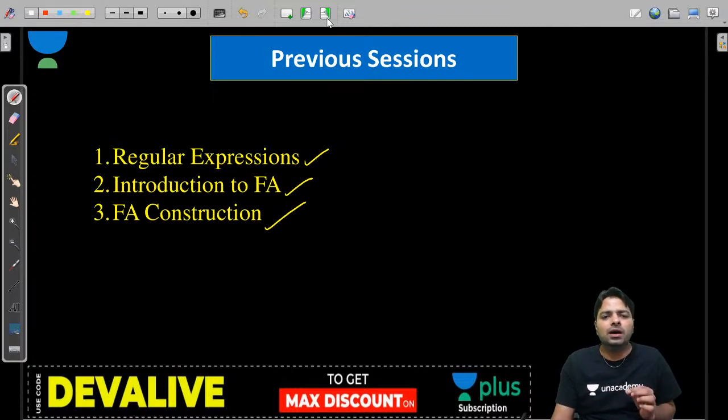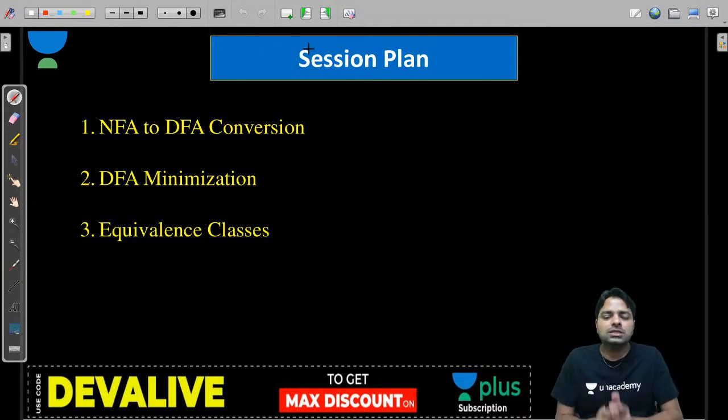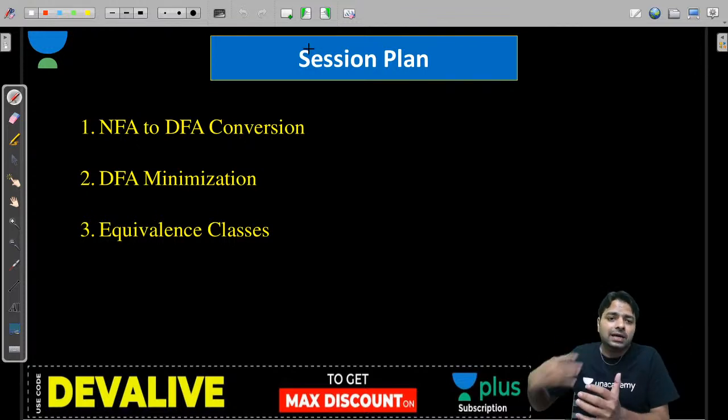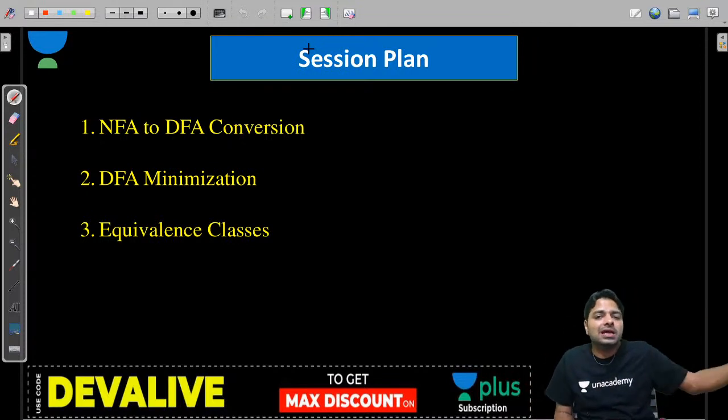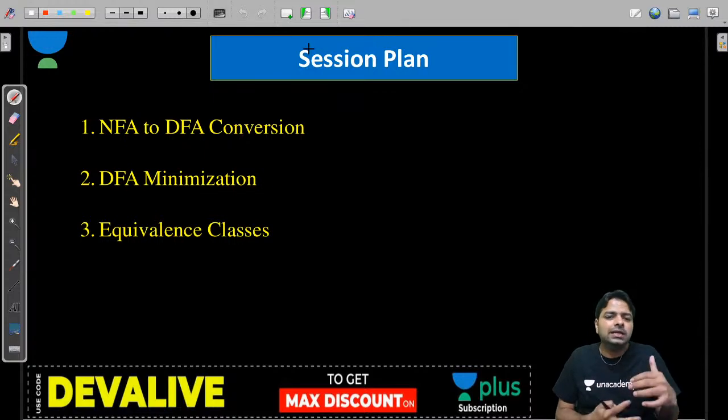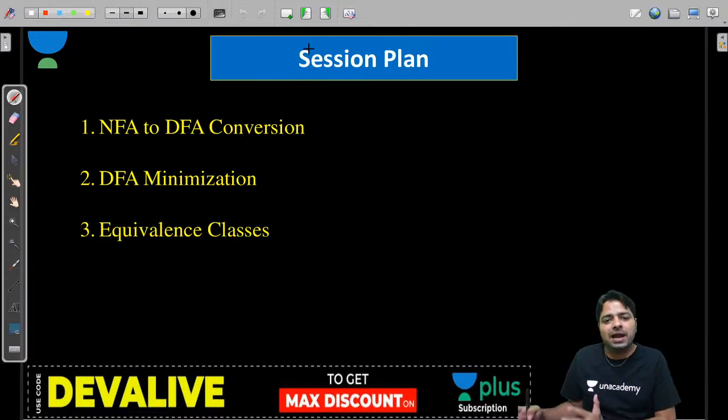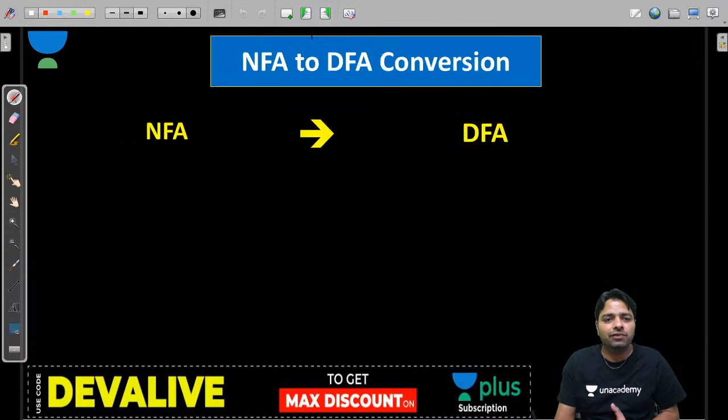So now in this session, my focus is on conversion from NFA to DFA. Then once we understand, we will go for minimization of DFA. Then we will have a connection with the minimization, that is how to find equivalence classes for a given regular language. So these are the three topics in this session I have planned for you. Let's begin the first one: how to convert NFA to DFA.